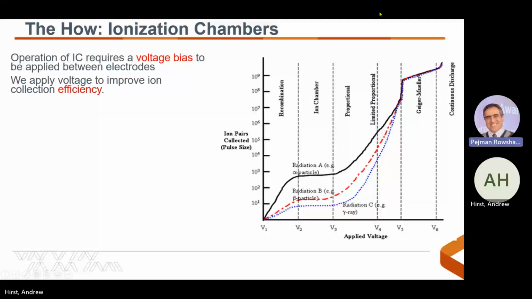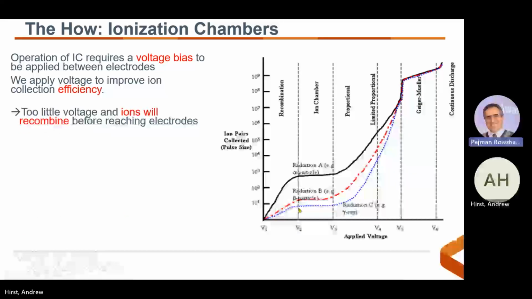But how do ionization chambers work? Like I said, we need to apply a voltage bias between the electrodes, and we do this to improve the collection efficiency of our ionization chamber. You can apply a whole different array of voltages between the 2 electrodes, but what you will notice is that if you apply too little voltage, then ions will recombine before reaching the electrodes. So as you go from, say, 0 voltage to this first point, as you increase the voltage, you're going to increase your number of ions collected, and that's because you're reducing the amount of recombination occurring.